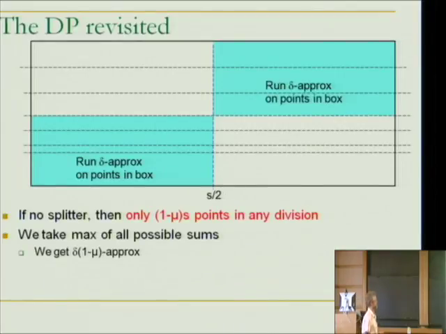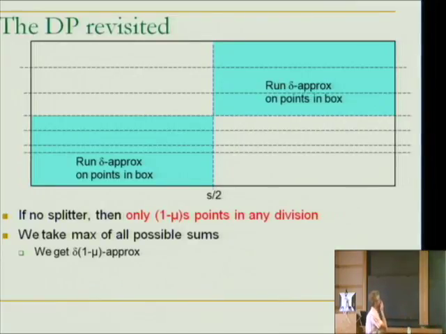So let's go back to this dynamic programming thing. If no splitter, then only 1 minus mu s points in any division. Okay, so we take the maximum over all possible sums. So we look for this one splitter, and then if none of these guys was a good splitter, meaning that there was a large number of violations, that this white region had lots of points, and that's true for every one of these, then we just solve here, solve here. Okay.